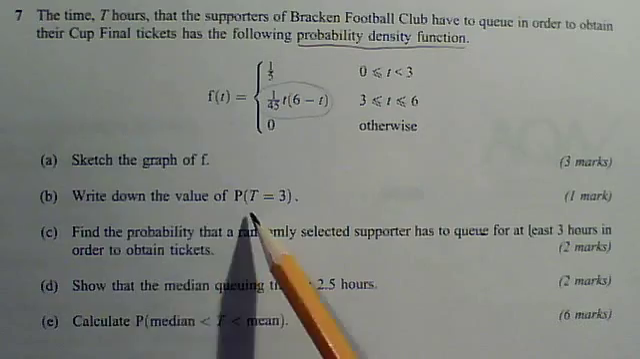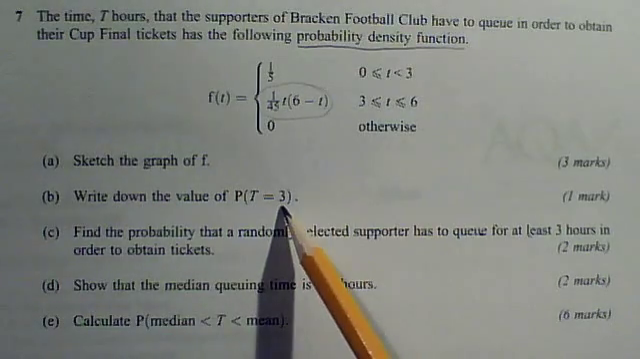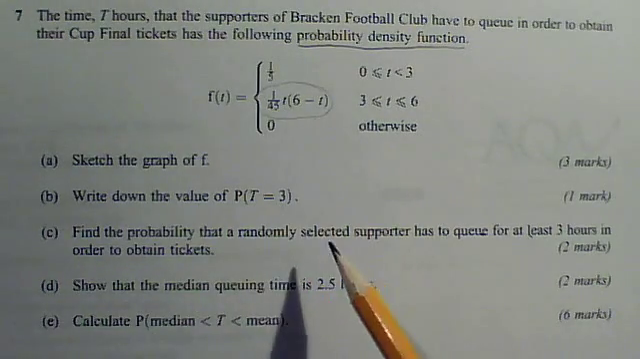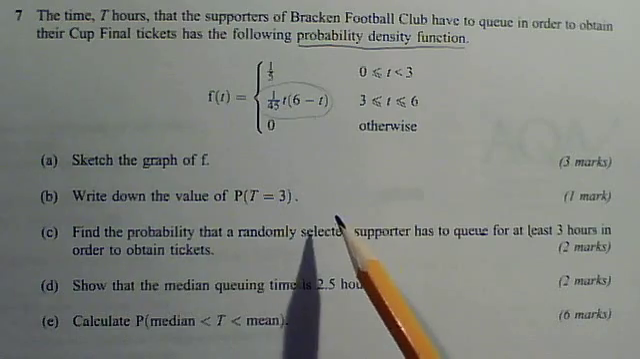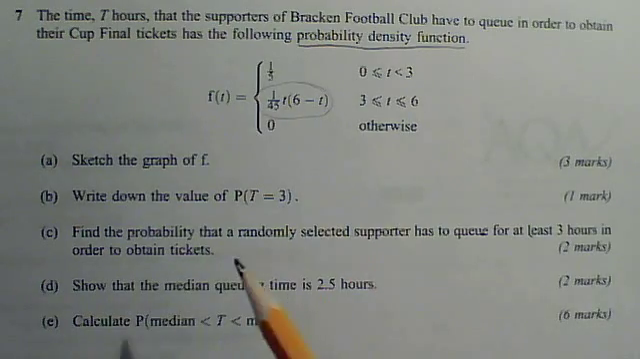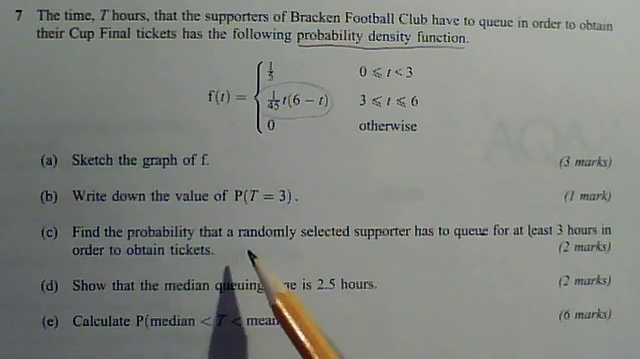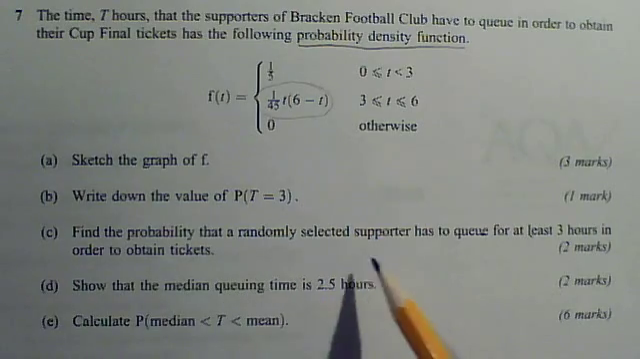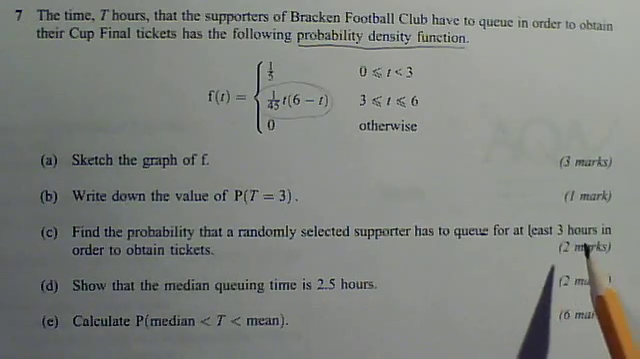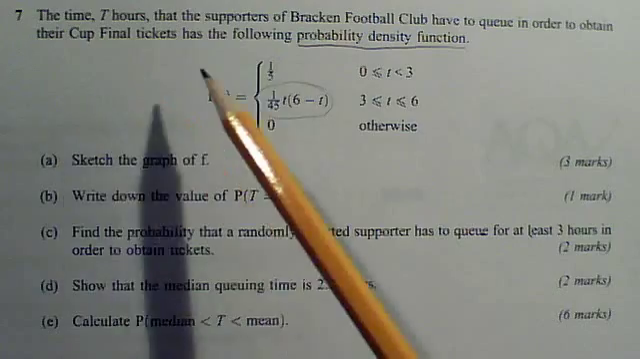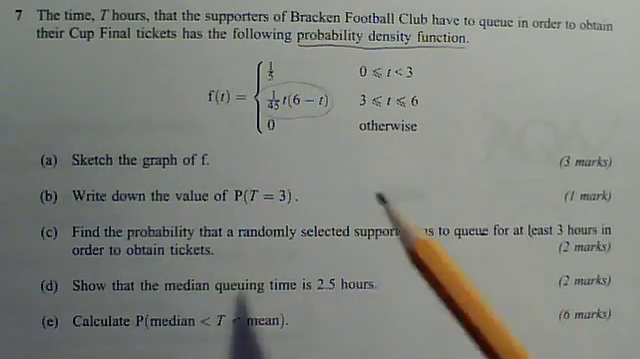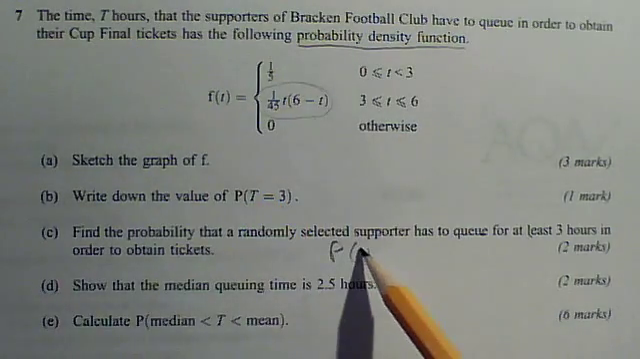Write down the probability of t equaling a specific value from a continuous random variable. That's a knee-jerk reaction. You should know the answer to that instantly. Then we've got to find the probability that a randomly selected supporter has to queue for at least 3 hours. So supporters' queuing times are t hours, so this is the probability that t is at least 3.